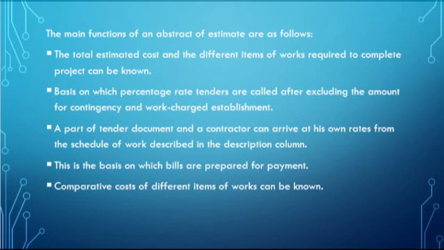A percentage of 3 to 5% is added for contingency, as I discussed: whatever amount you calculated in the abstract form, you have to add 3 to 5% for contingency. What is contingency? Contingency is a petty expenditure for any unforeseen expenditure due to a change in design, change in rate, etc.